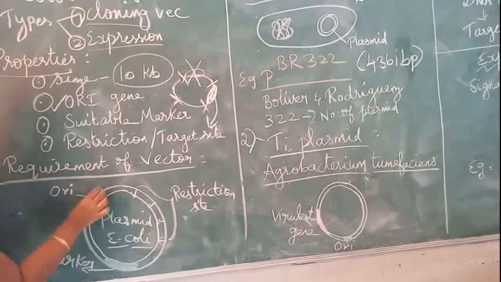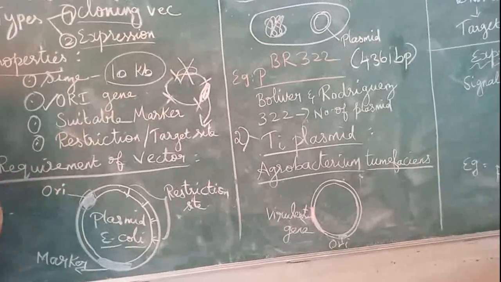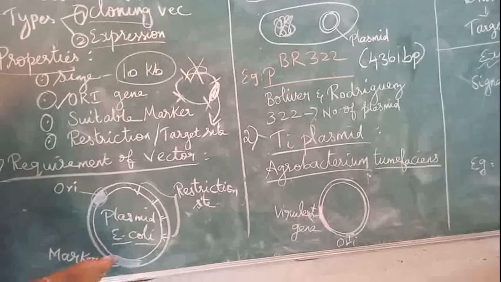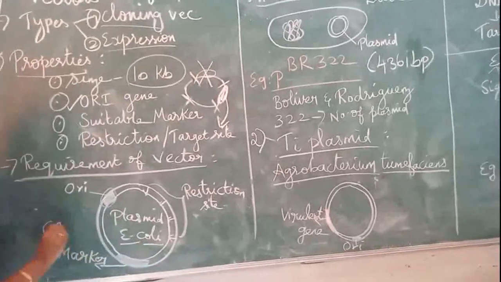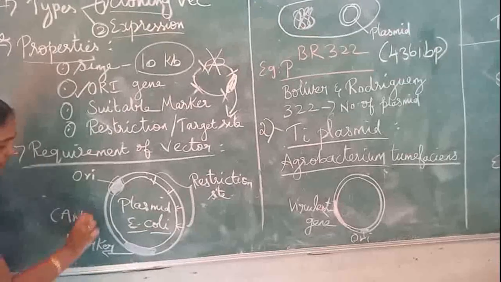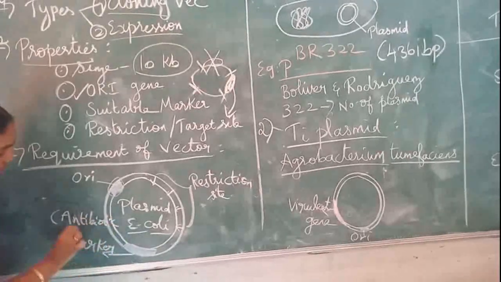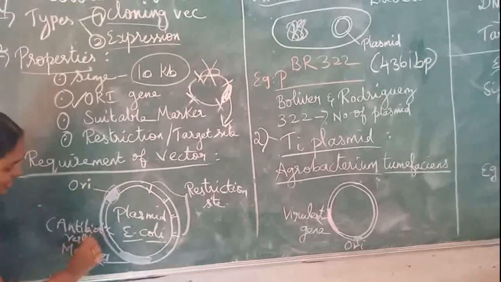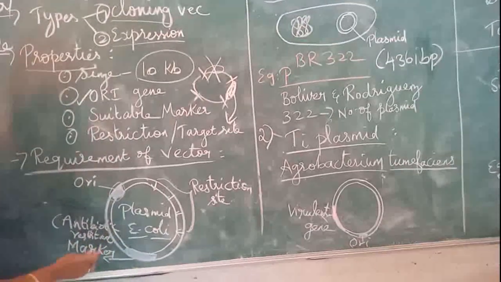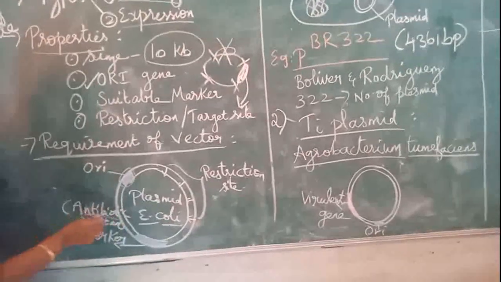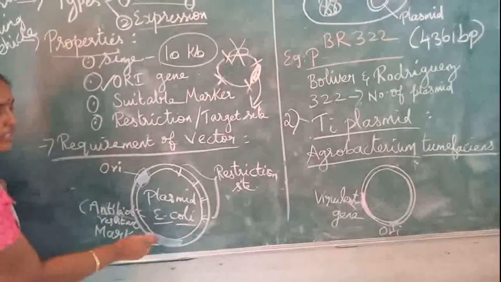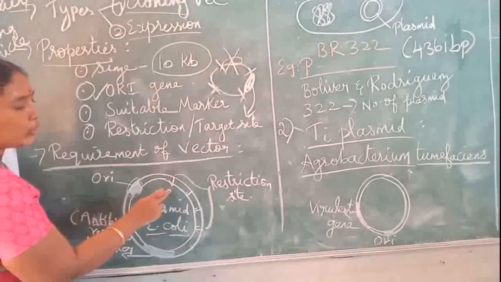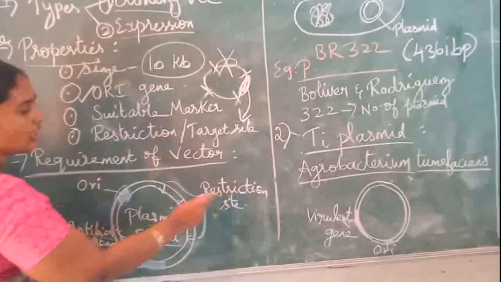The starting point is called the ORI, that is the origin of replication gene. In addition to that, they have a suitable marker, which I already explained. Depending upon the marker, it should be antibiotic resistant. The marker is always an antibiotic resistance gene. It may be ampicillin or tetracycline or some other antibiotic. After that, we are going to check whether the gene is inserted or not with the suitable marker. And the place where we are going to insert is called a restriction site or recognition site.